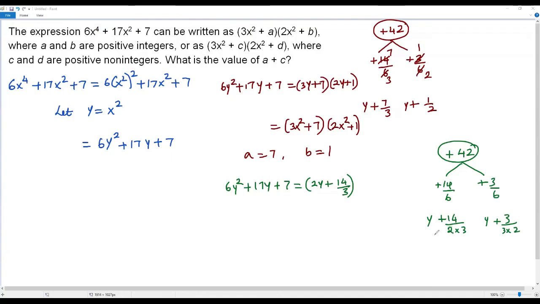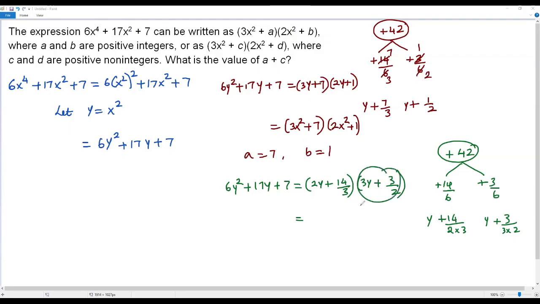Then I'm getting the factor 2y positive 14 over 3. So the value I'm getting over here is a non-integer, 14 over 3. And now in this case, I'm just moving the part of the denominator, that is 3, as a coefficient of y. Then I'm getting 3y positive 3 over 2. The same question: if I move this 2 as a coefficient of y, then I'll be getting 2y positive 3 over 3. So 3 over 3 is just one, an integer. So that's why I just moved this 3 as a coefficient of y. Anyways, I got the two factors, 2y positive 14 over 3 times 3y positive 3 over 2.